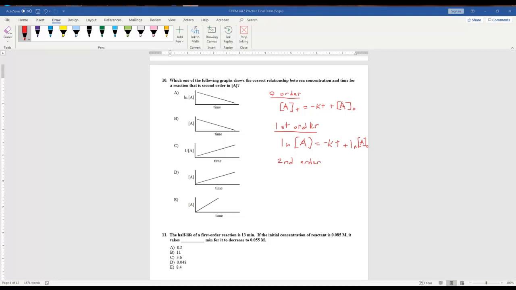All right, I'm blowing up my screen. Okay, so second order integrated rate law is going to be 1 over A at time t is equal to positive kt plus 1 over A initial.